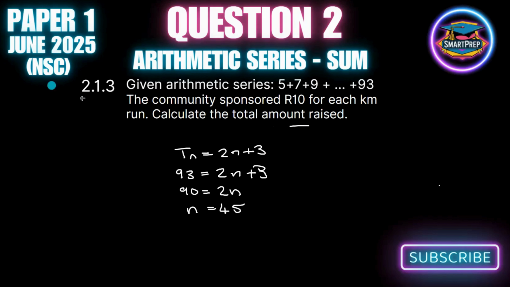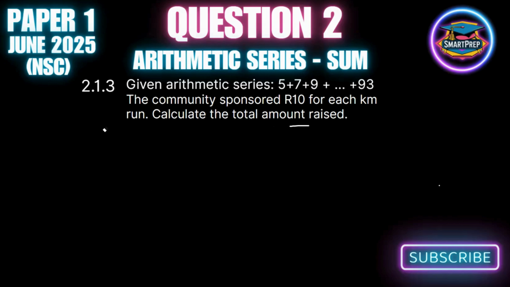Okay, so this is an arithmetic sequence where we are asked to calculate the total amount raised if the community sponsored 10 Rand for each kilometer. So basically what we need to do is calculate how many kilometers and then multiply that by 10. So it goes up to 93, right?